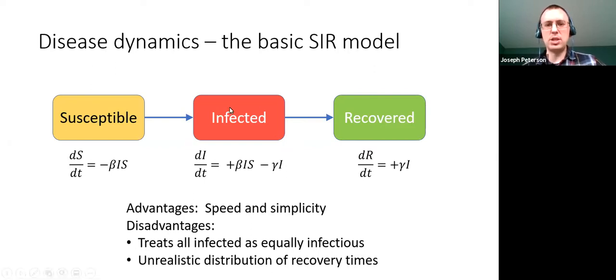Now, the limitation of this model comes in this infected compartment. It's that in this infected compartment, everyone is treated as being entirely equal. It's just a homogeneous block of infected people. There's no memory to the infected compartment.